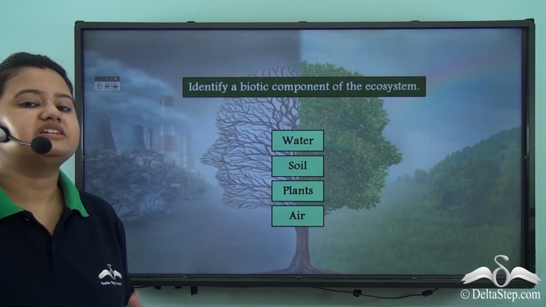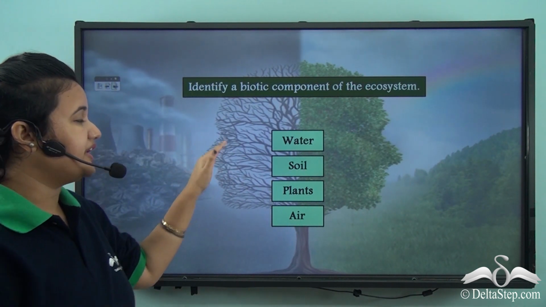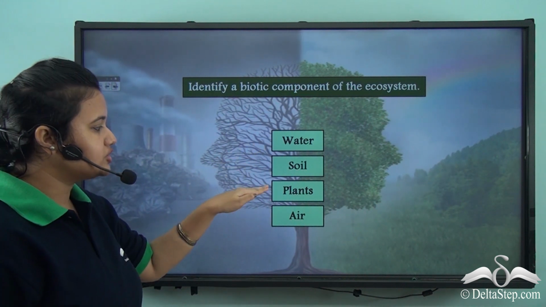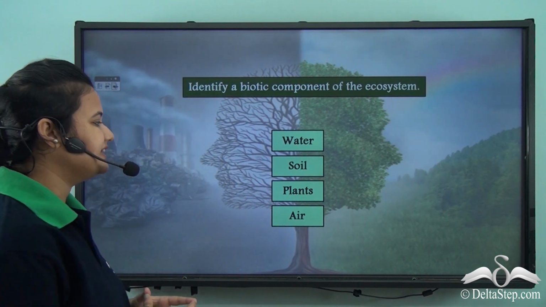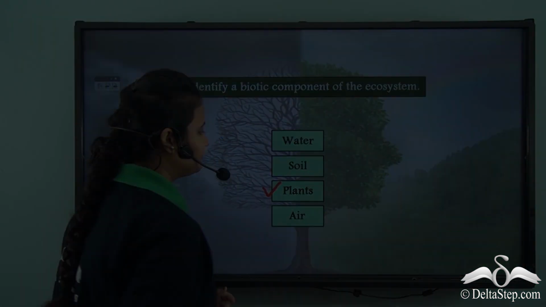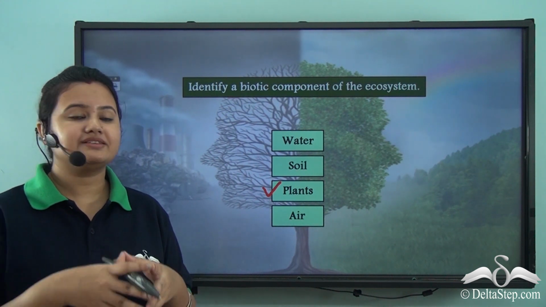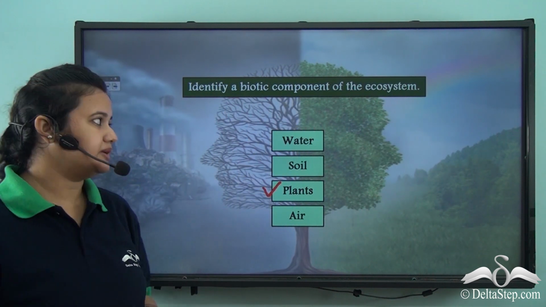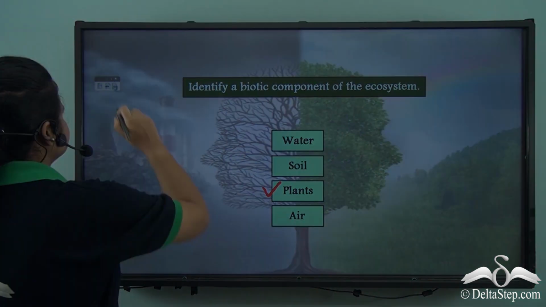Now, before we proceed with our lesson, let us try to answer this question. Identify a biotic component of the ecosystem. Is it water, soil, plants or air? What do you think? Yes, the correct answer is plants. Well, plants are living organisms and they live, grow and survive. So, plant is the biotic component of the ecosystem while the rest are abiotic components.